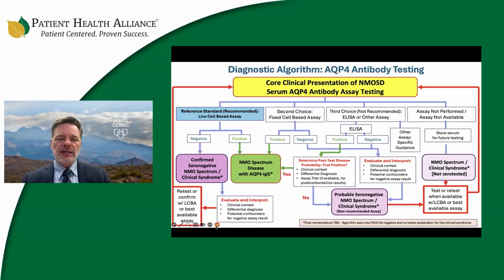If one uses another assay like an ELISA, both the sensitivity and the specificity are significantly lower than for the live cell-based assay. And one needs to be very cautious in interpreting those tests. And what the algorithm is really showing here is a reassessment again of the clinical context, potential confounders, and emphasizing retesting if suspicion is high, and again, trying to access the assay with the greatest diagnostic accuracy, striving, if possible, for a live cell-based assay.